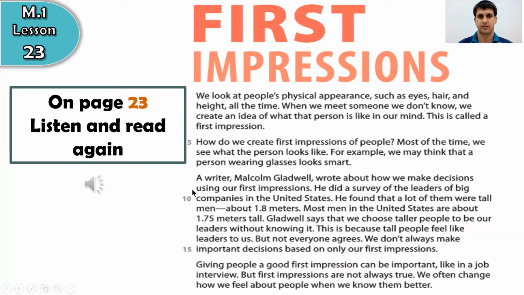First impressions. We look at people's physical appearance, such as eyes, hair, and height, all the time. When we meet someone we don't know, we create an idea of what that person is like in our mind. This is called a first impression. How do we create first impressions of people? Most of the time, we see what the person looks like. For example, we may think that a person wearing glasses looks smart.